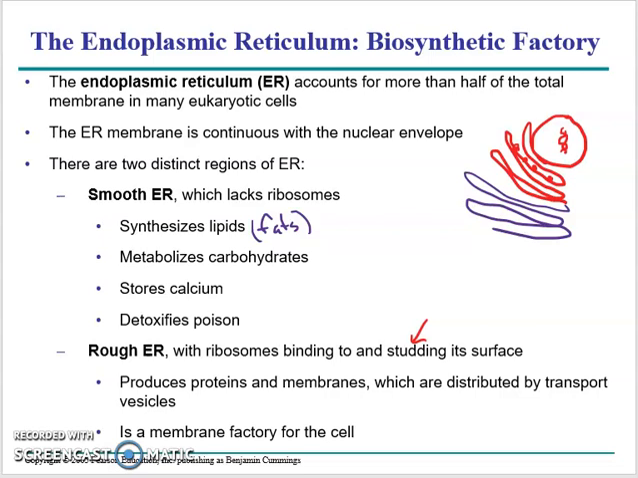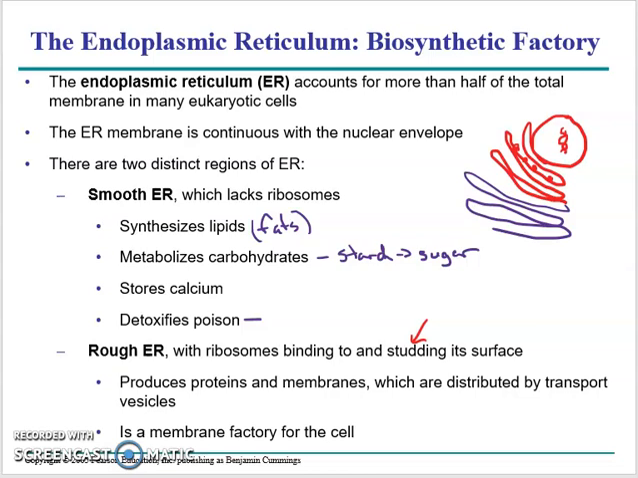Okay, it also metabolizes carbohydrates, right? So in other words, starch to sugar, which I think is important. It stores calcium. That's really specialized for muscle cells, so we'll talk about that a little bit later. And it also detoxifies poison. And I just kind of wanted to spend a second on this.